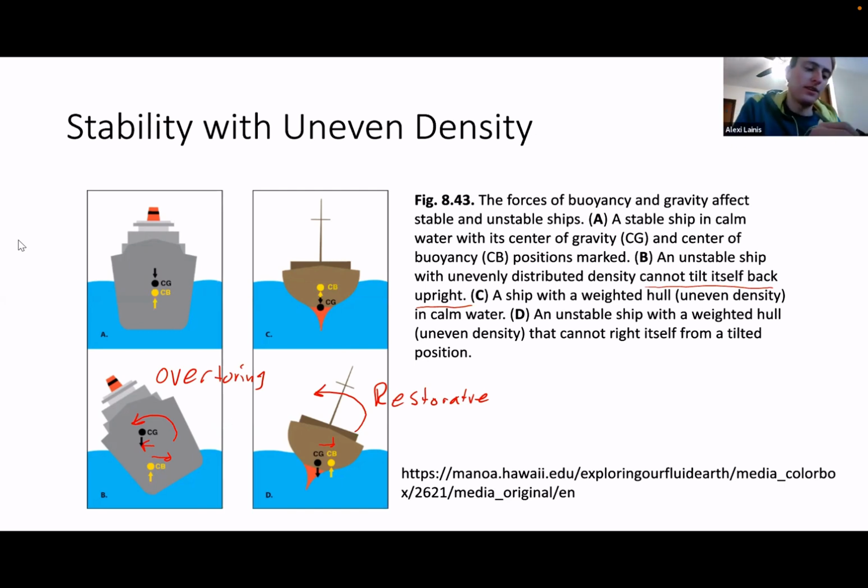Even though they're in the, remember the restorative and overturning couple, the direction they spin doesn't matter, because it's just whether it's pushing it back upright or keeping it tilting over. All right, does anyone have any questions about that? Doesn't look like it. All right, let's continue on.